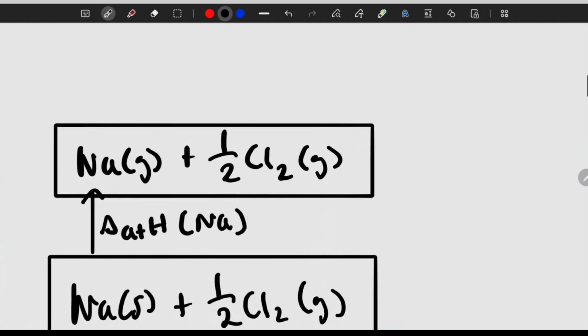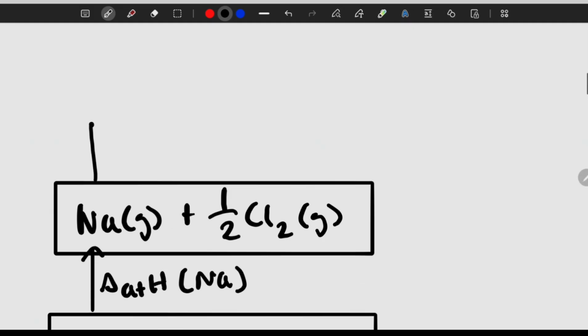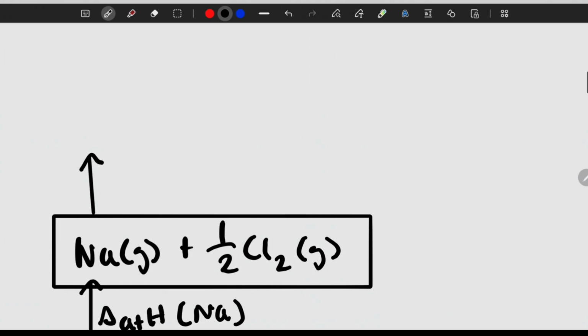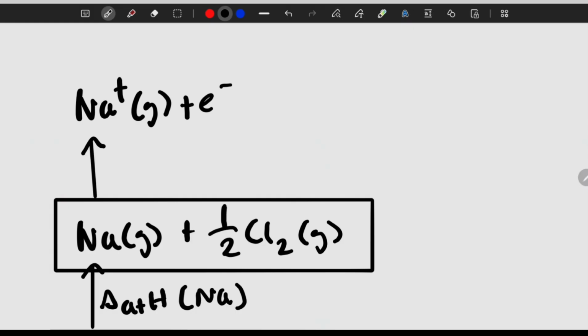And then now we want sodium to be a monopositive ion. That reminds me of the definition of the first ionization energy. So remember the definition for the first ionization energy is to remove 1 mole of electrons from 1 mole of gaseous atoms to form 1 mole of monopositive ions. And here we are.